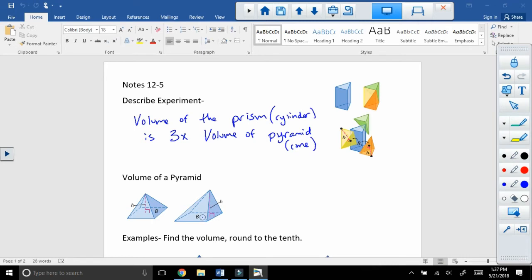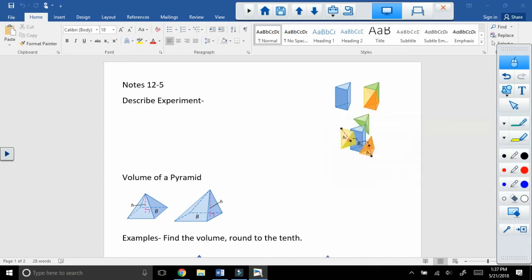So the formula will reflect that for each of these. Volume of a pyramid: the volume equals 1/3 the area of the base times the height. This is the formula for volume of a prism, and then you take 1/3 of that total volume. Or if you'd rather divide it by 3, that'll be the same thing. So let's go to some examples of this.